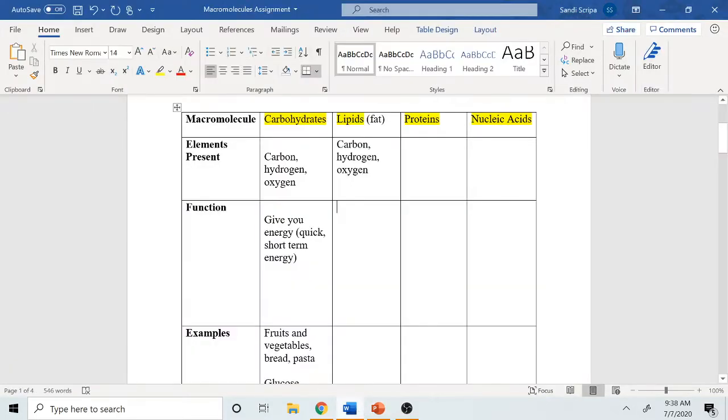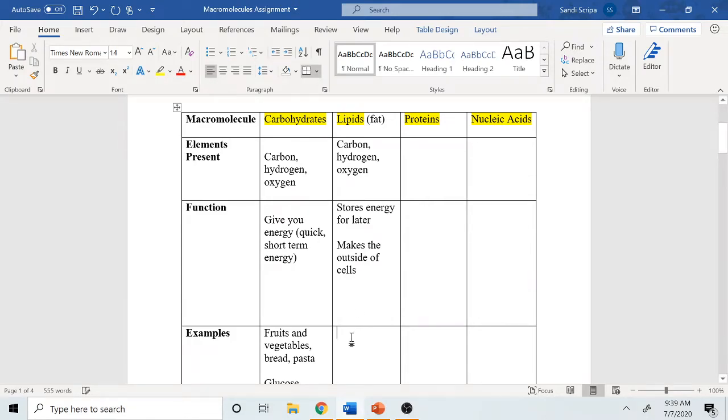All right, but the two that we're going to write down: it stores energy for later, and it makes the outside of cells. You are made of trillions of cells, and each one of them has a whole layer of fat, of lipids, on the outside.